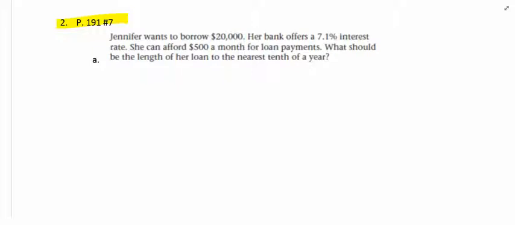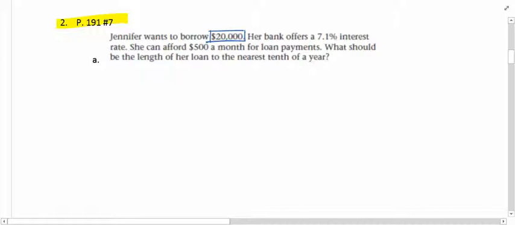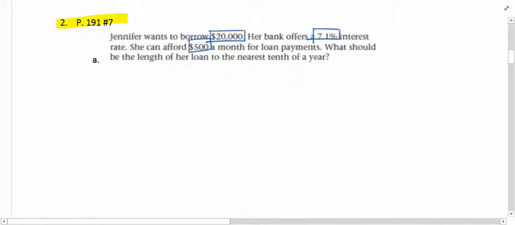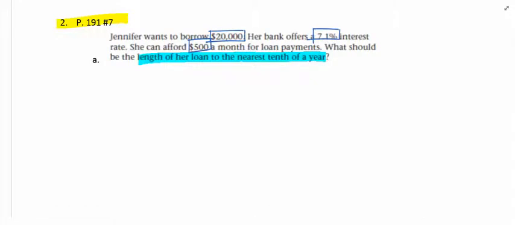So the first one that I wanted to cover in this video was problem number 2 about Jennifer, who wants to borrow $20,000. Her bank is going to give her a loan at 7.1% interest, and essentially she gets to choose how long to make payments. Now, she can afford a $500 per month payment, so the question becomes how long or what length of loan does she need to take out in order to afford a $500 per month payment on $20,000.